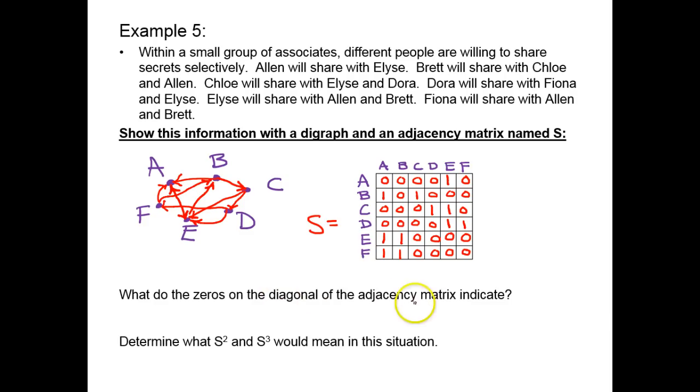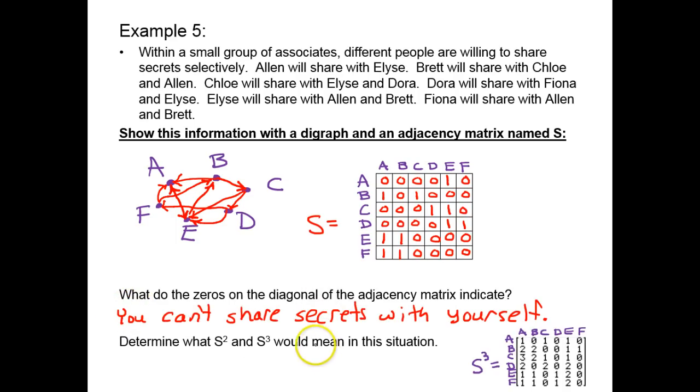What do the zeros on the diagonal indicate? You can't share a secret with yourself. So Brett can't share with Brett. So that's what that represents. Okay, so fine, you can't share secrets with yourself. Now we're supposed to determine what S squared and S to the third power would mean in this situation.